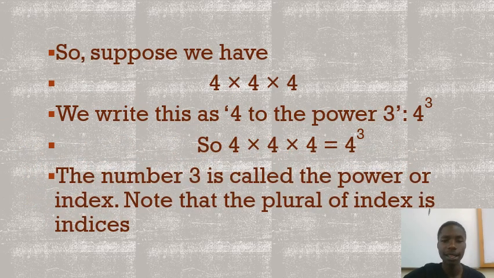The number here, 3, is called the power or index. Note that the plural of index is indices. That's why you can see we are talking about laws of indices. As you can see here, 4 multiplied by 4 multiplied by 4 is simply written as 4 raised to power 3, where the number 3 there is the power or the index.